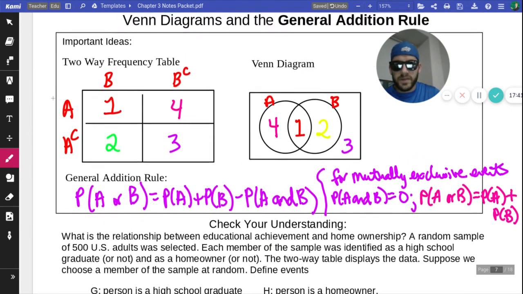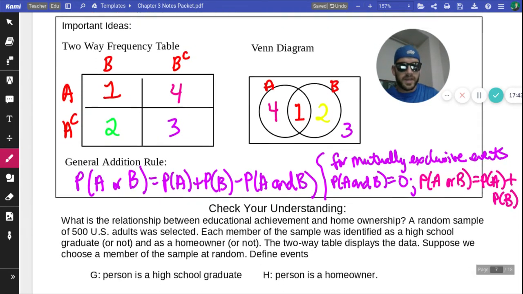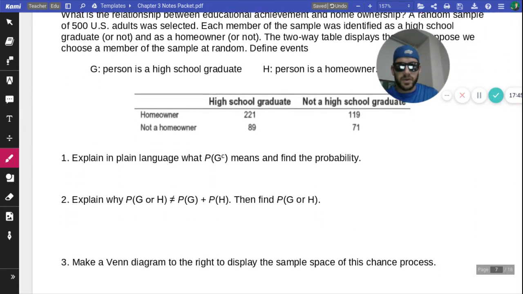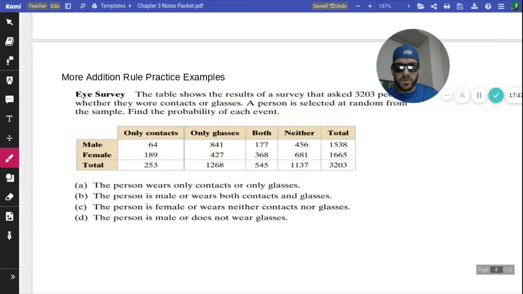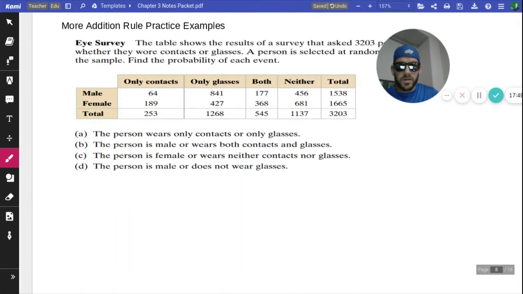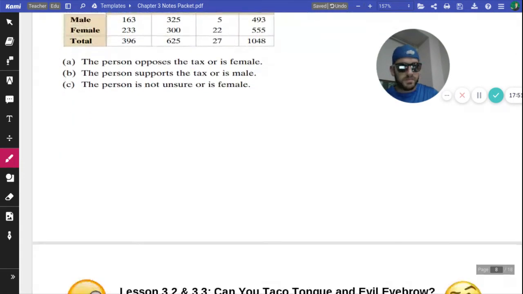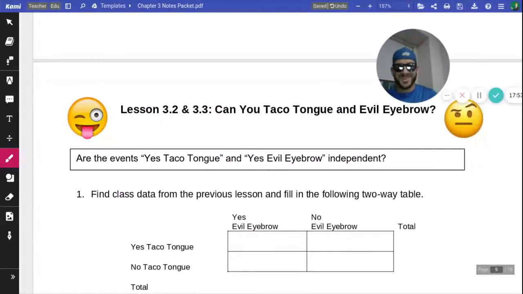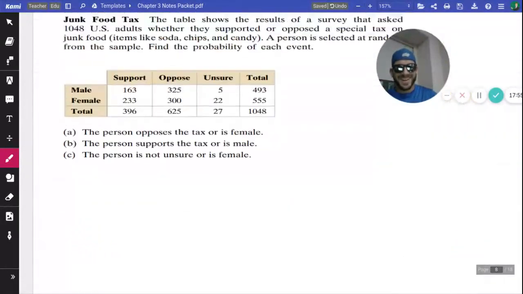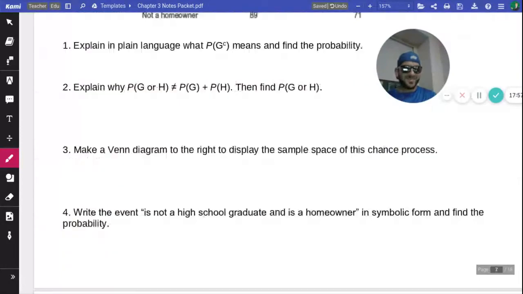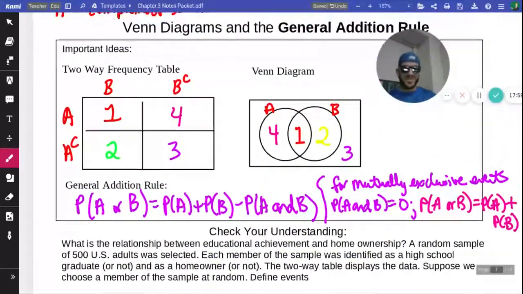There you have it, two-way frequency table and Venn diagram. You should check your understanding down below. We got some more addition rule practice. You got some more additional stuff there as well. And then your teacher will probably throw up a math Excel for you as well.